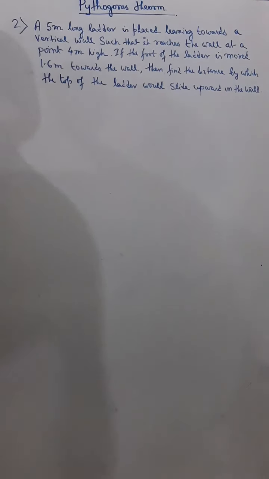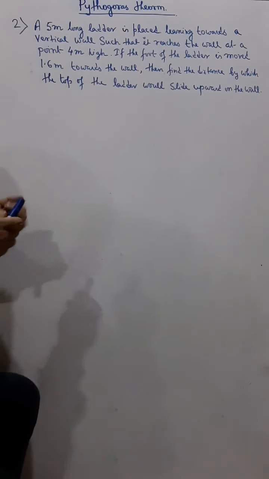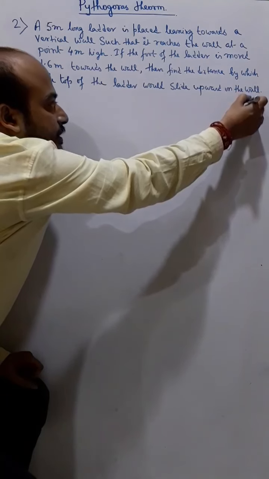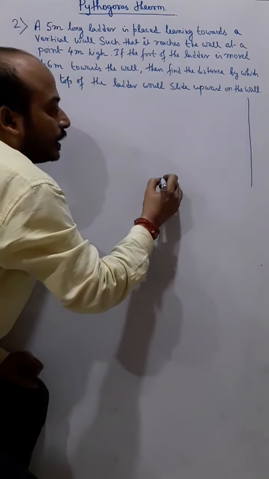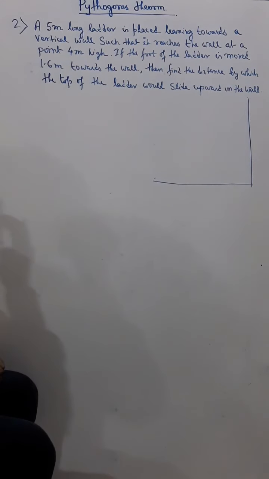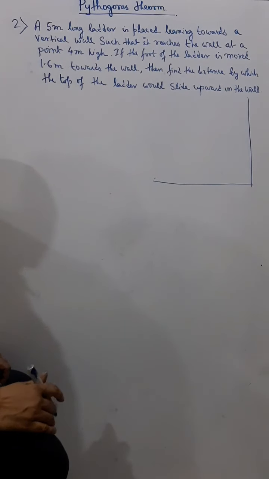Okay, now see this sum. They told a 5-meter long ladder is placed leaning towards the vertical wall such that it reaches the wall at a point 4 meter high. Now suppose this is the wall and this is the ground, and a 5-meter long ladder is placed leaning towards the vertical wall.